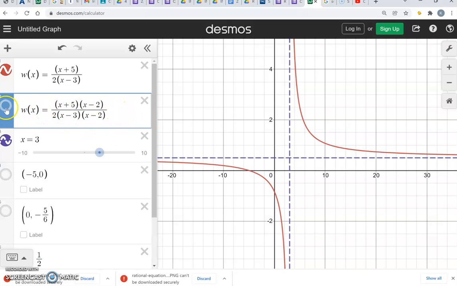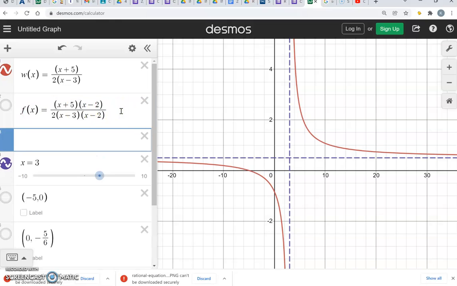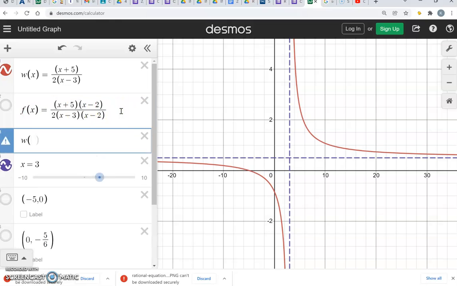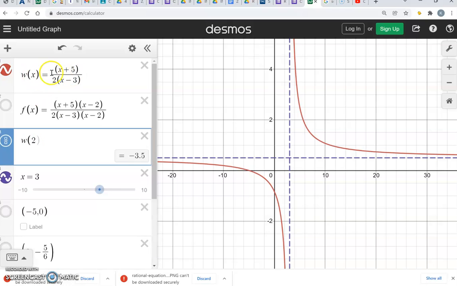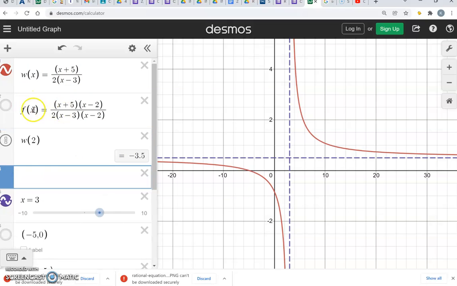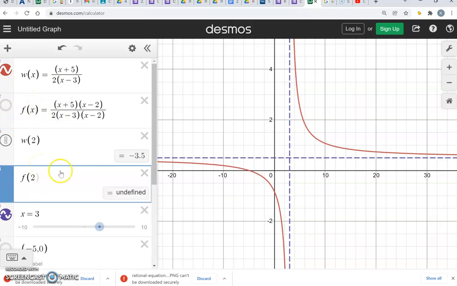But here's an interesting thing. I'm going to call this a different letter. When I do w of, see how this value is kind of like an interesting value. I'm going to use 2, because it's like opposite, just like you do with your x-intercept and your vertical asymptote. I'm going to plug in a 2 into the original function. It tells me when I plug in a 2, I get negative 3.5. I'm going to also plug in a 2 into my new function, f of x. It's telling me it's not defined.